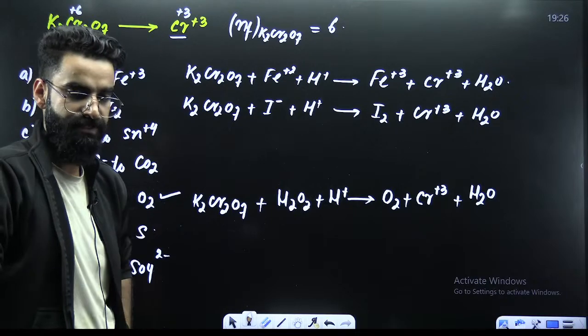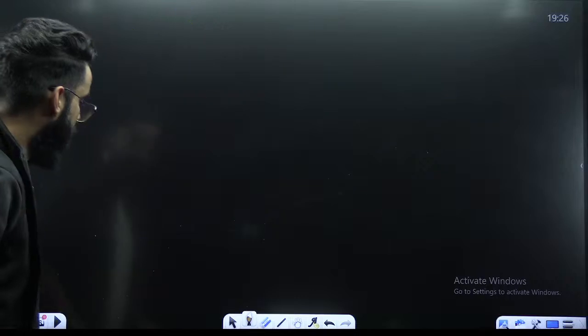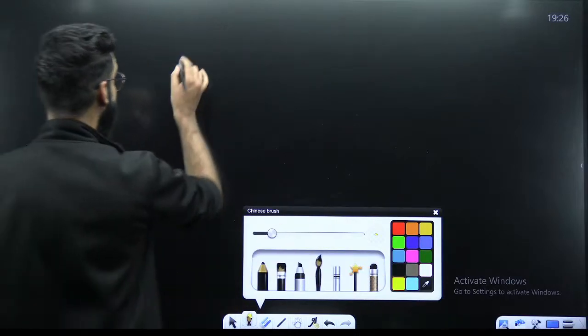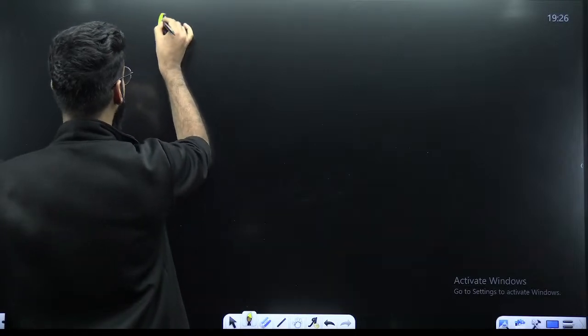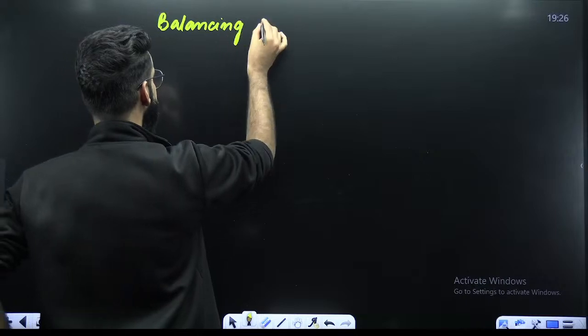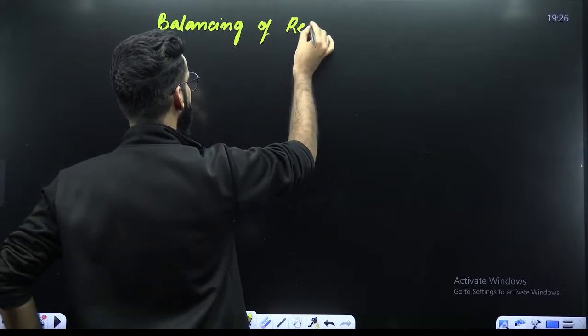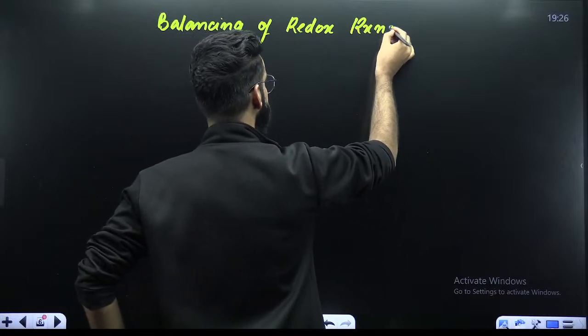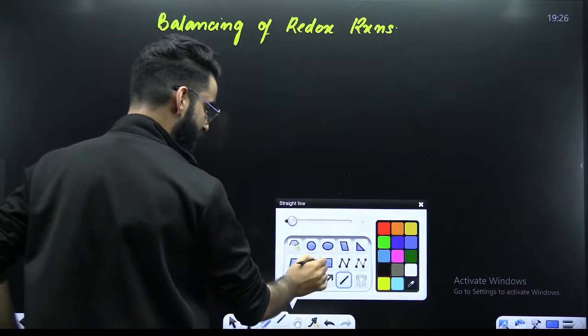Perfect, guys. Now, I'm moving on to our actual topic which we have to discuss. What is that? That is balancing of redox reactions.